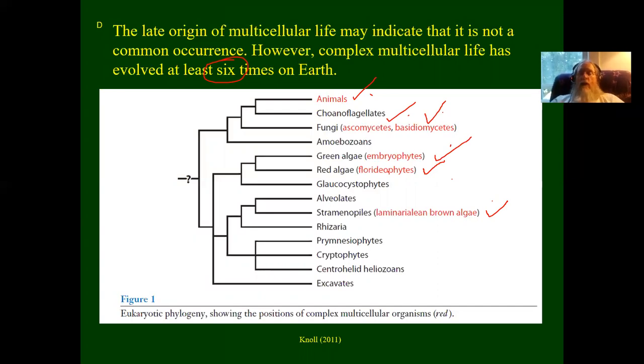And that's encouraging if you like the idea of there being lots of complex multicelled organisms, because this might just be telling us that the late occurrence of it means that you've got to get to a certain level of complexity in your cells before you can have multicelled life. But once you get it, you're likely to get it, and even likely to get it multiple times.